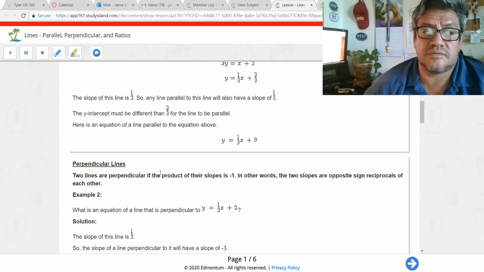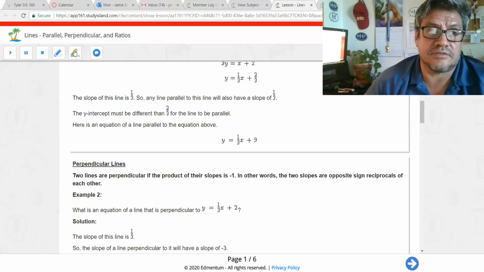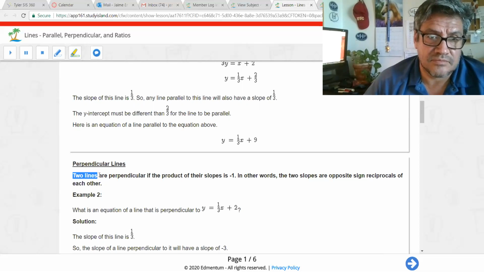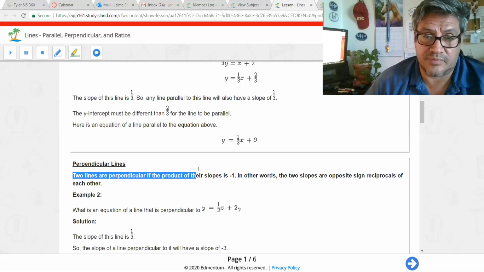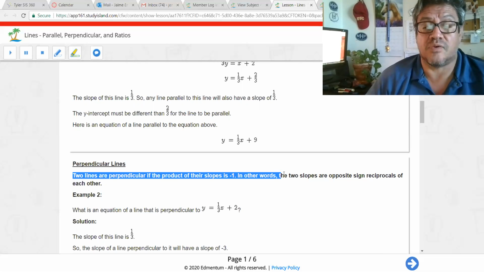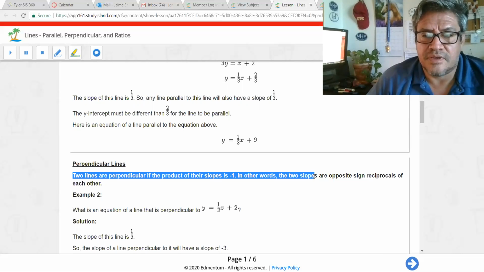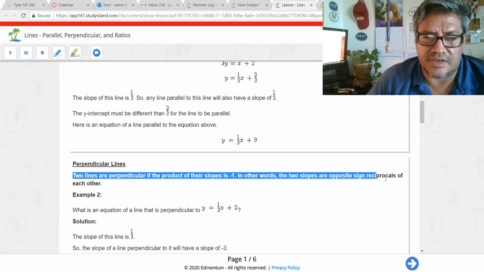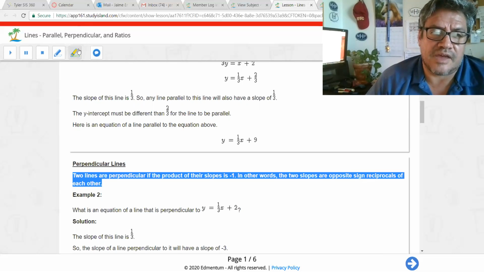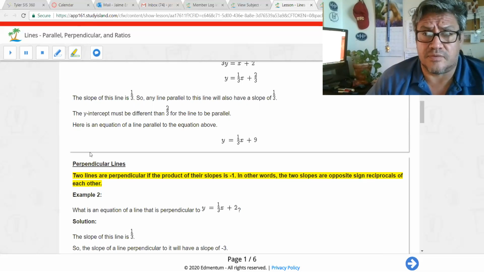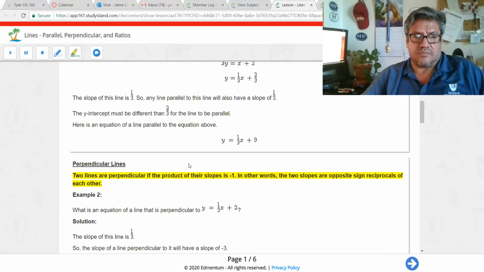Two lines are perpendicular if the product of their slopes is -1. In other words, the two slopes are opposite-sign reciprocals of each other. That's something a lot of people forget. If you can remember that, you'll be in great shape.